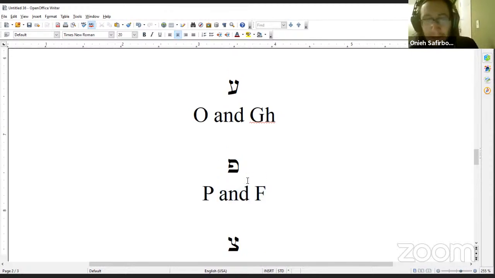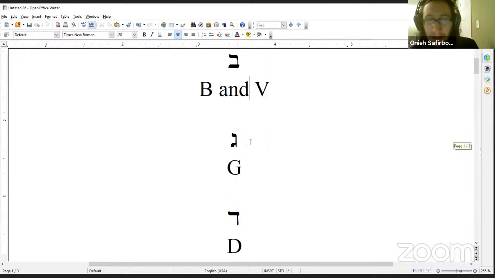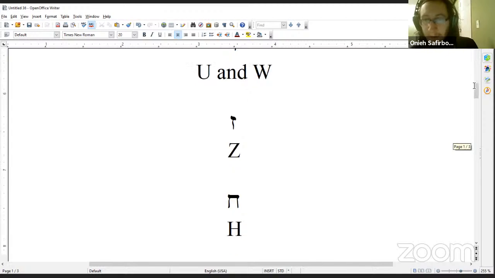And just to keep in mind, in these double sounds for the consonants, the first sound always comes at the beginning of a syllable, and the second sound always comes at the end of the syllable. So if the syllable begins with the letter, it has that first sound, whereas if the syllable ends with that letter, it has that second, softer sound.